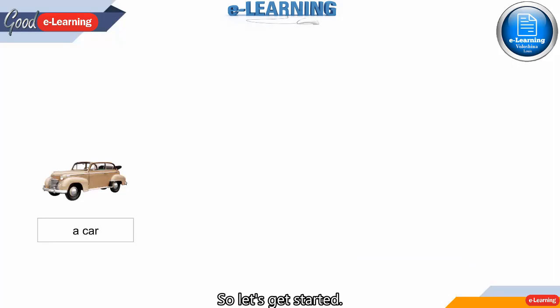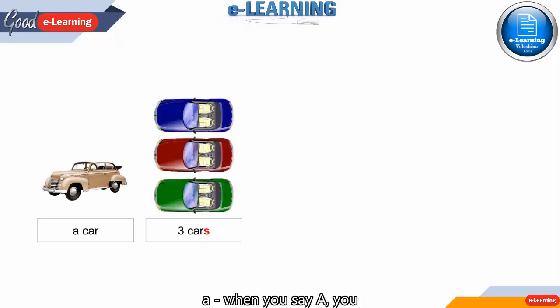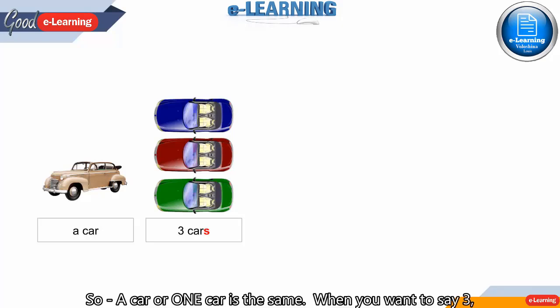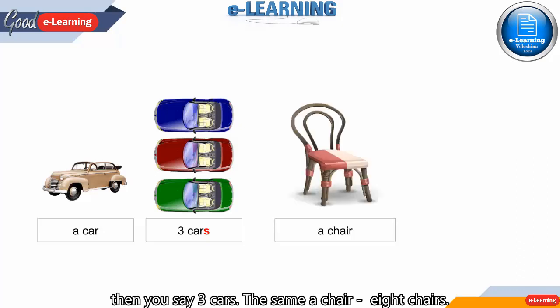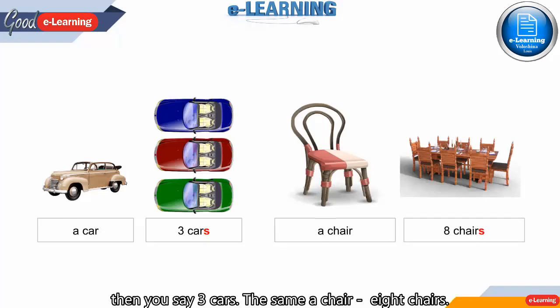So let's get started. When you see a car, you already know the basic rules. It's easy to remember that a car is the same as one car. So a car or one car is the same. When you want to say three, then you say three cars. The same: a chair, chairs.